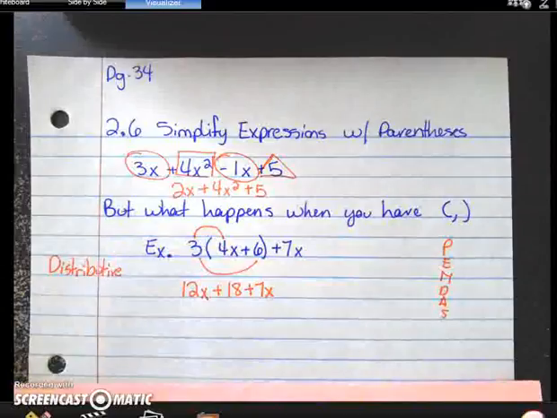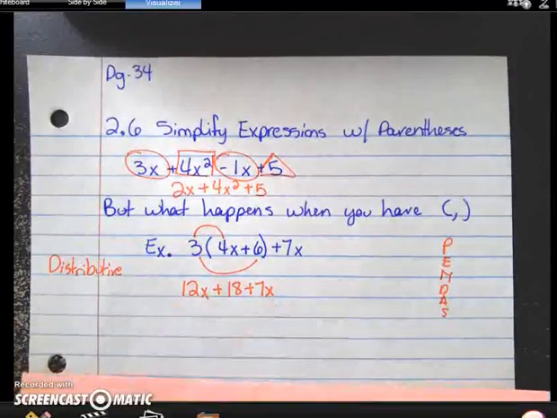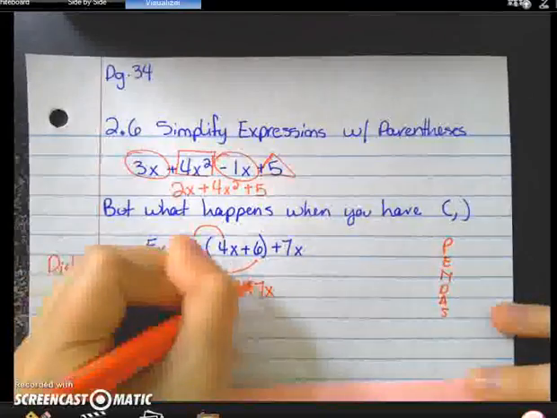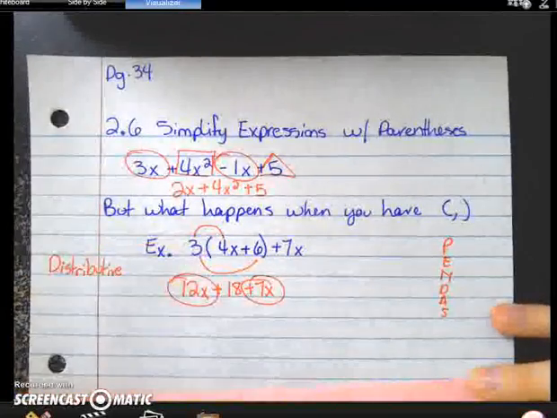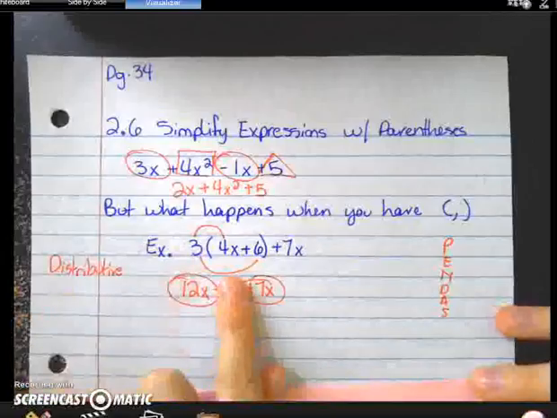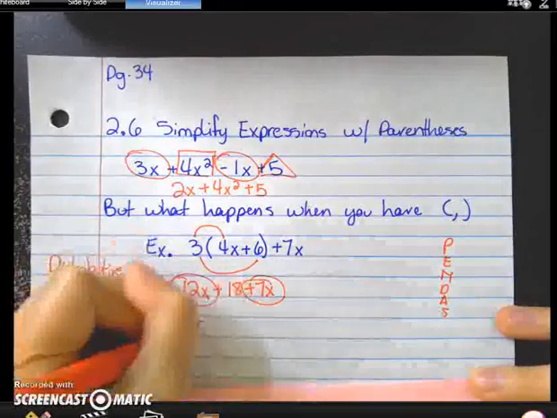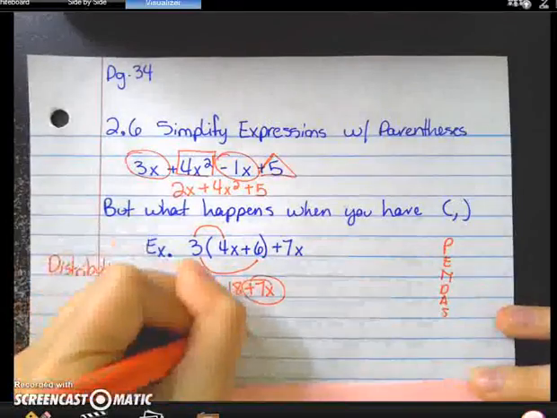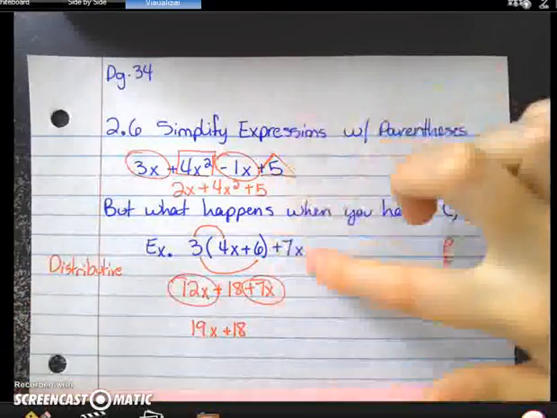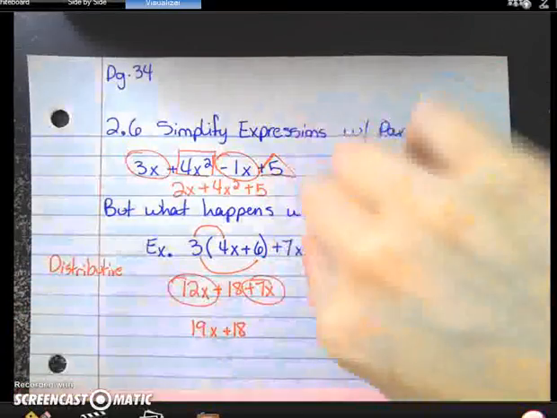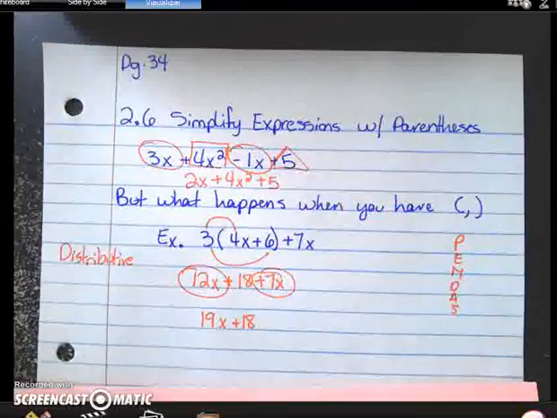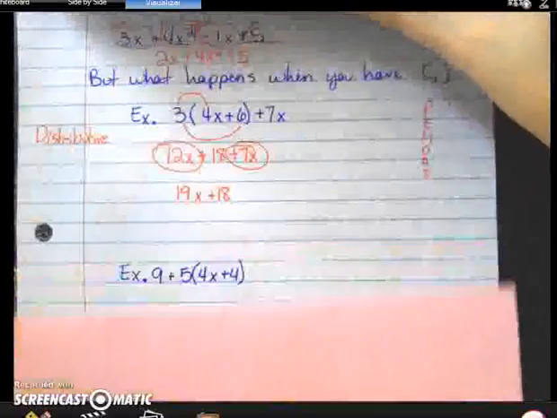Now my parentheses have disappeared, and I have two like terms I can combine here. 12x and 7x are like terms. 18 is by itself. So 12x plus 7x gives me 19x plus 18. Now our expression has been simplified from this nasty guy to that. Okay? So let's see this example a couple more times.